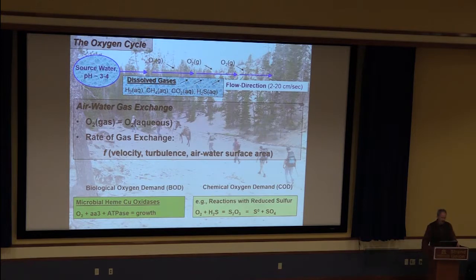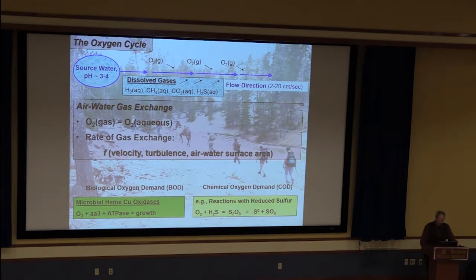If I could leave you with something a little heady, but very important in terms of thinking about the oxygen cycle, and this is what's driving a lot of the distribution of phototrophs. After we establish temperature and pH, then the issue is sulfide and oxygen. That becomes extremely important. We think about source water coming out of the ground with reduced fluids and oxygen streaming in, and we have dissolved gases like hydrogen, methane, CO2, and H2S. These gases are actually leaving the system as you go down gradient.